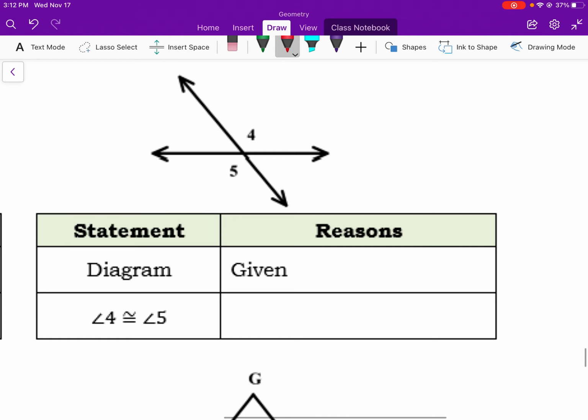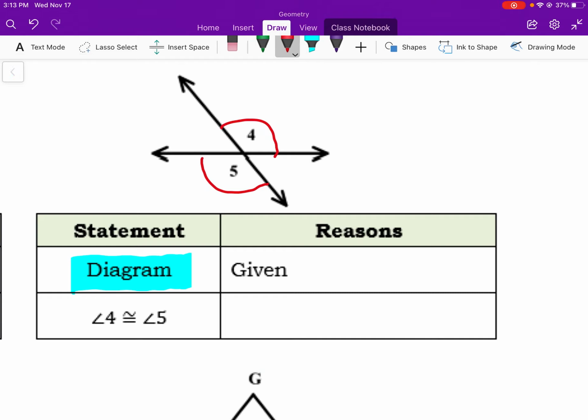Okay. Next one, we have a diagram here, and that's actually our given. They're not giving us any other statements. So the diagram is just the given, and we're trying to prove that angle 4 is congruent to angle 5. So again, we like to establish what kind of relationship these two angles have. If they are across from one another, we already have an idea that those should be vertical, right? So I'm going to hunt for anything on this page that talks about vertical angles and how that might relate to them being congruent.